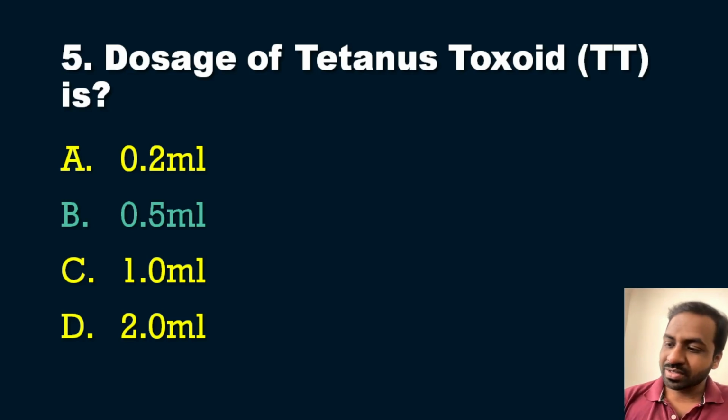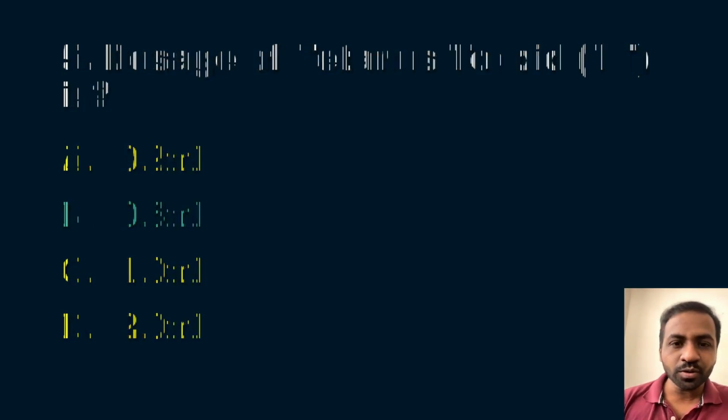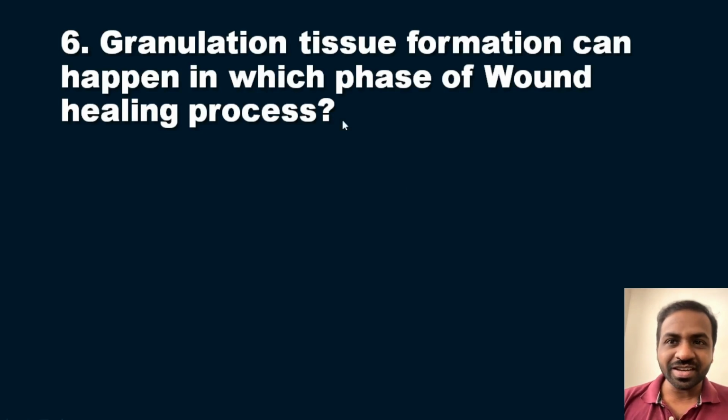Okay, so that is the fifth question for you. Now we will move on to the sixth question in our series. This is regarding the wound healing process stages. So the granulation tissue formation can happen in which phase of wound healing process?